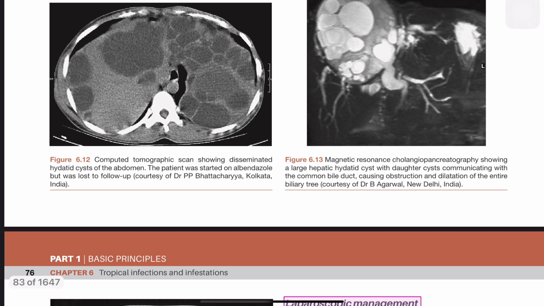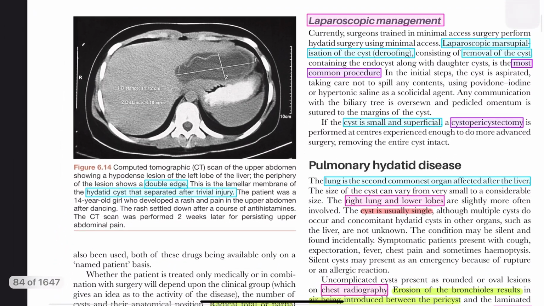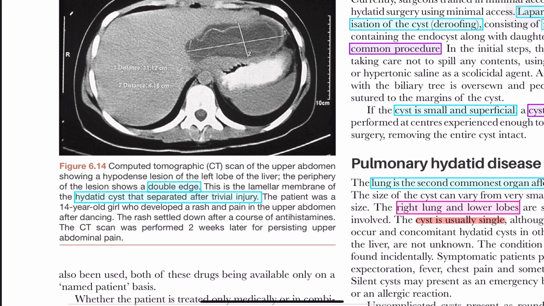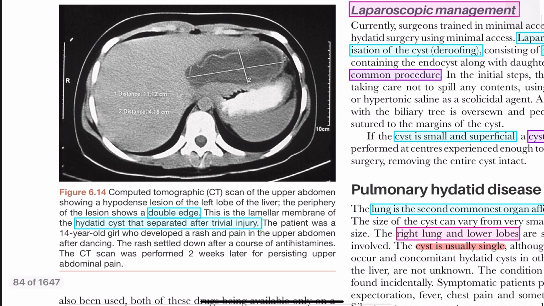So these are the picture-based questions you may get. Hydatid cyst of abdomen, disseminated, and this is MRI. And this is the double-edged wall. So hydatid cyst that ruptured after a travel injury. So this question has been asked.